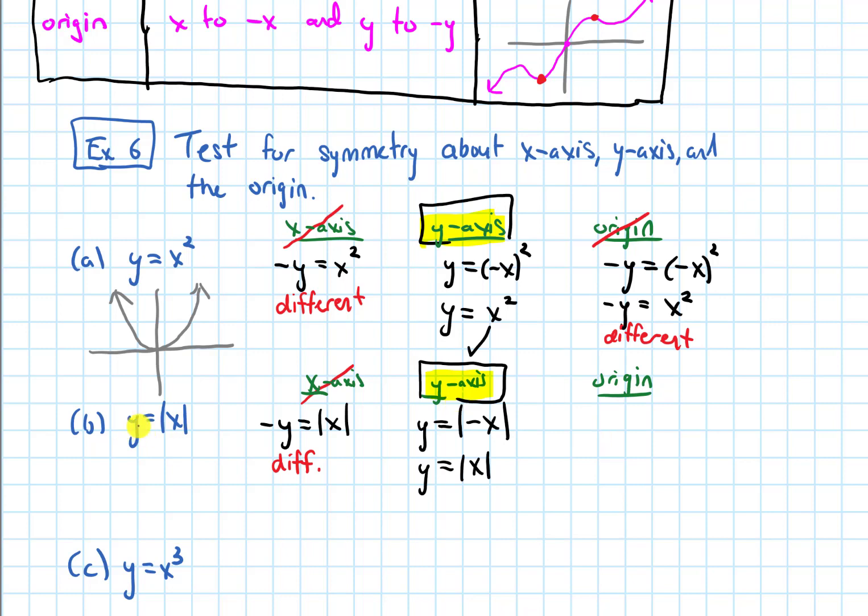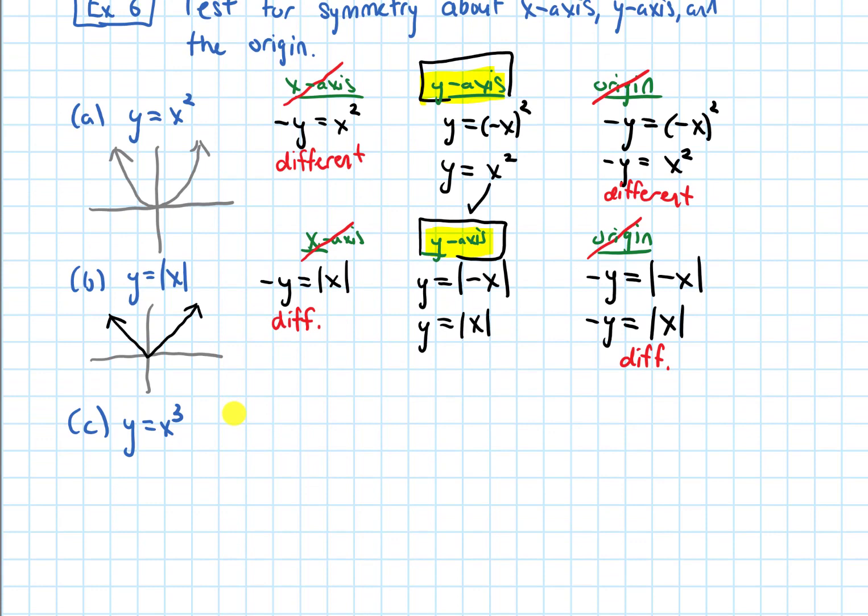Now for the origin, I change both of their signs. I'll get negative y equals absolute value of negative x. And simplifying, we get negative y equals, the thing on the right-hand side just becomes absolute value of x. And that's different than what I started with. So my graph is not symmetric about the origin. And I could check this with my graph. If I remember the graph of absolute value of x, that one looks like sort of a V shape like this. And that's definitely symmetric about the y-axis, but not about the x-axis or the origin.